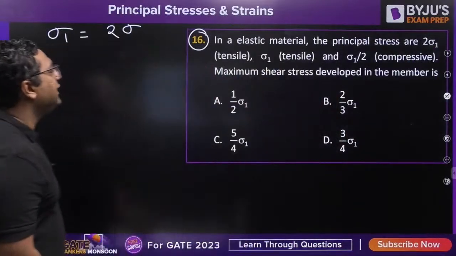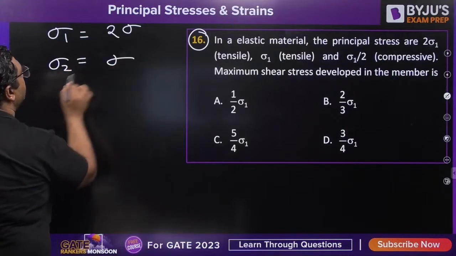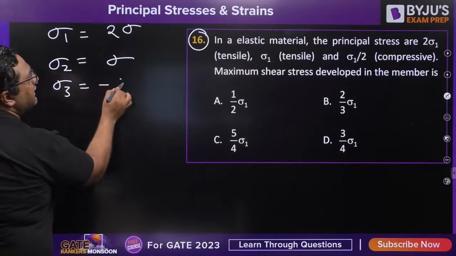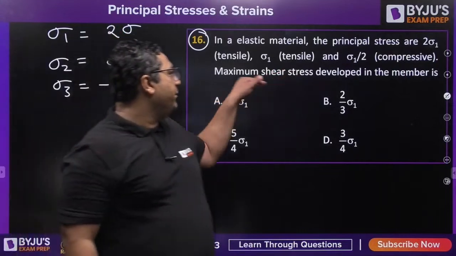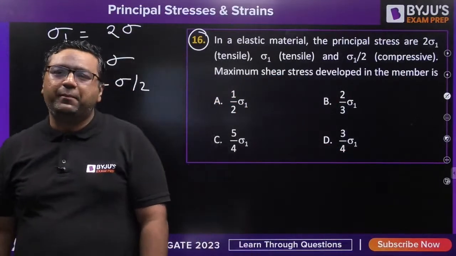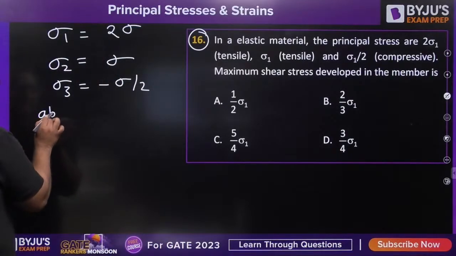Then they are saying sigma 2 is sigma. Sigma 3 is minus sigma by 2, because those two are tensile and this is compressive. Maximum shear stress developed in the member. So you need to find out the maximum shear stress.